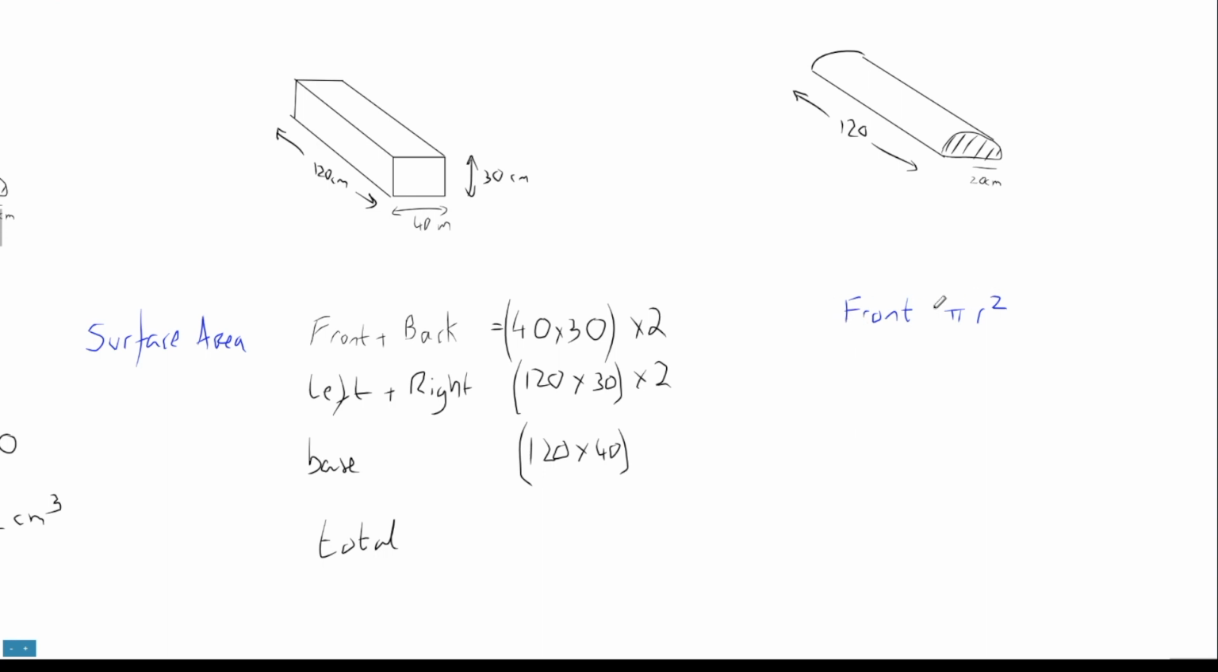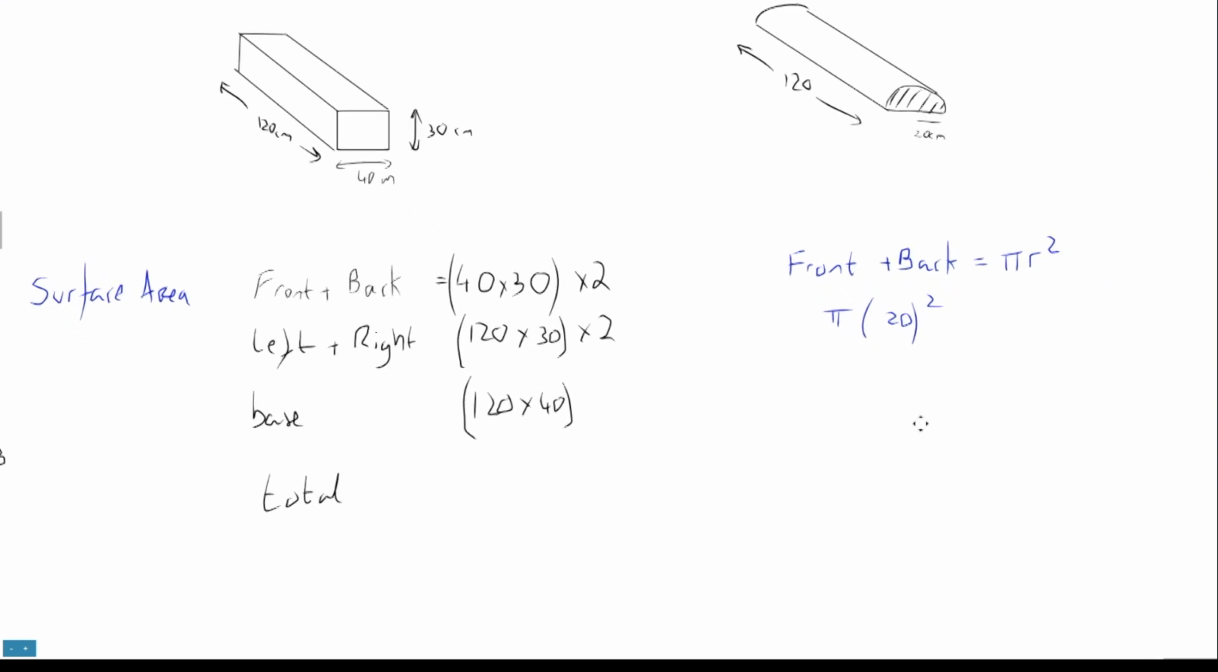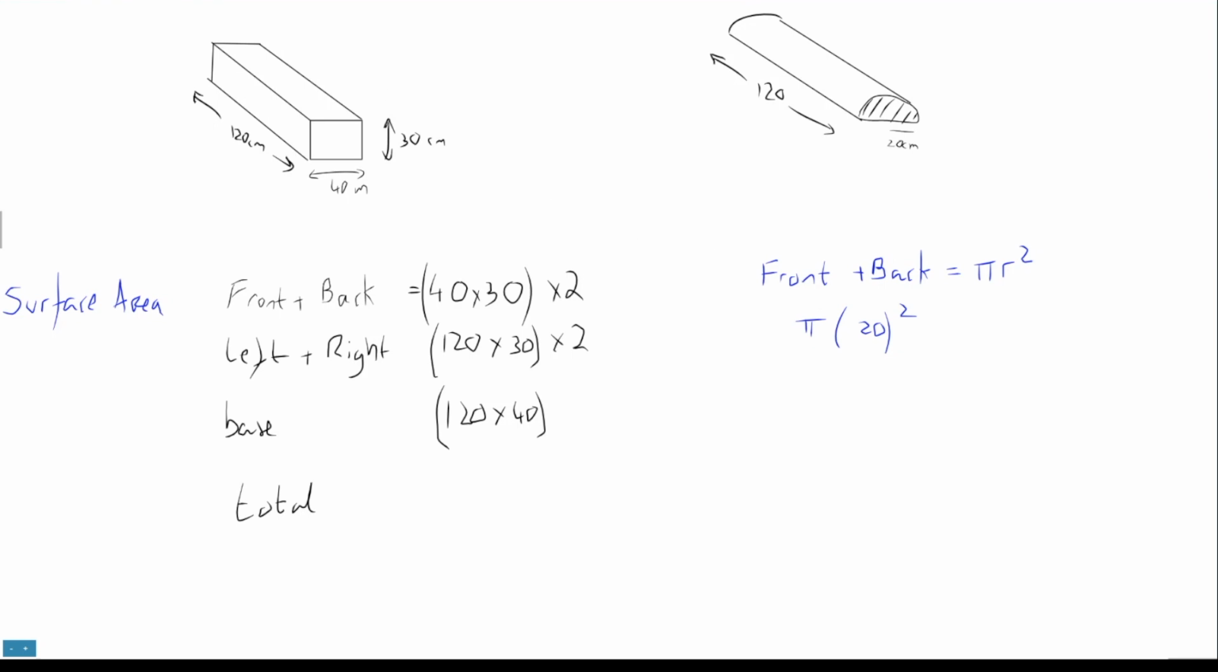Front plus back is going to be pi r squared. So that's going to be pi times by 20 squared. That's it. That's all I need. And then the curved surface area. Now this is a bit more tricky. A curved surface area of a cylinder has its own little formula.